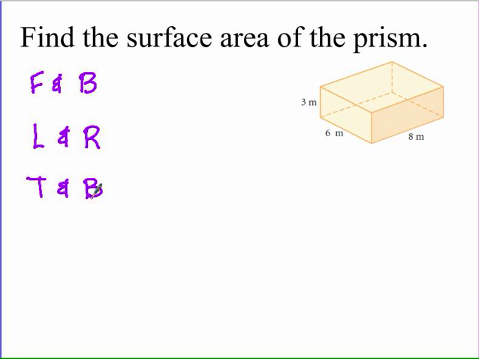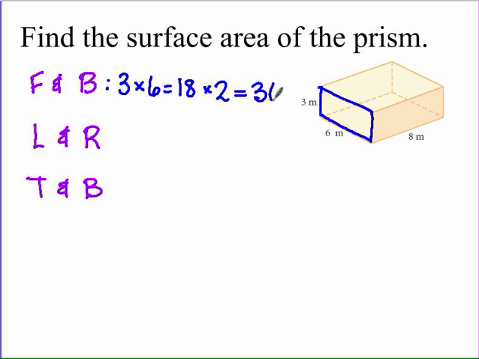Now in a prism like this, those are all the same. So basically I find the area of the front, take it times 2. Find the area of either the left or the right, take it times 2. And the area of the top or the bottom and take it times 2. So let's start with front. I'm going to call this the front right here. The dimensions are 3 and 6. So the area is 3 times 6, which is what? 18, but that's just the front, so I need to take it times 2, which gives me 36.